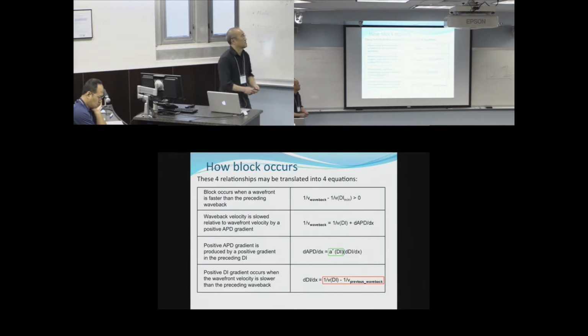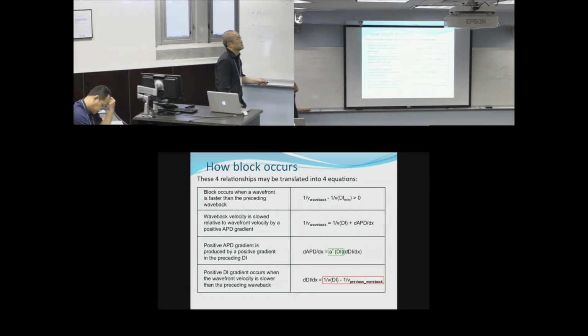So if I translate that into mathematics, this is the way it looks. For those four pictures I just showed you, in order to produce block, you need to have the wave back traveling more slowly than the slowest wave front can travel. So you have this inequality here. And then in order to produce that situation, you need to have that the wave back is traveling more slowly than the wave front by virtue of the fact that there's a gradient in the APD.